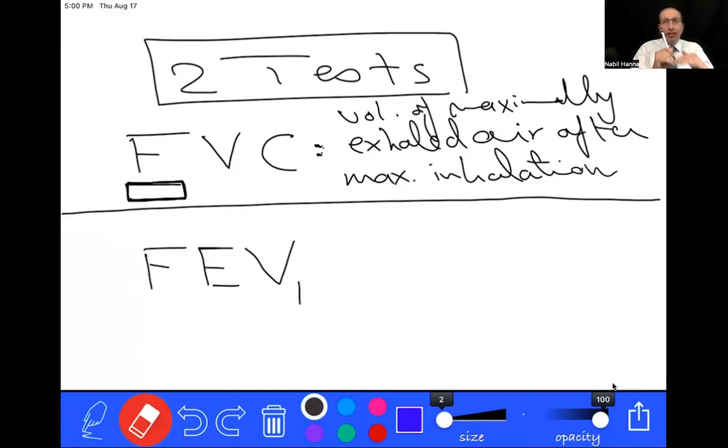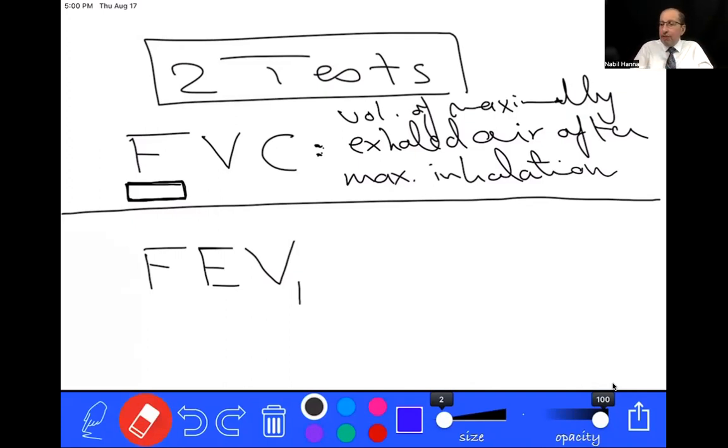Some patients just get the 100%. Perfect. You pass with flying colors. Some patients get 70% of their predicted value, predicted based on their age, gender, height. If you score less than 80%, you fail. And then we say you have abnormally low forced vital capacity.